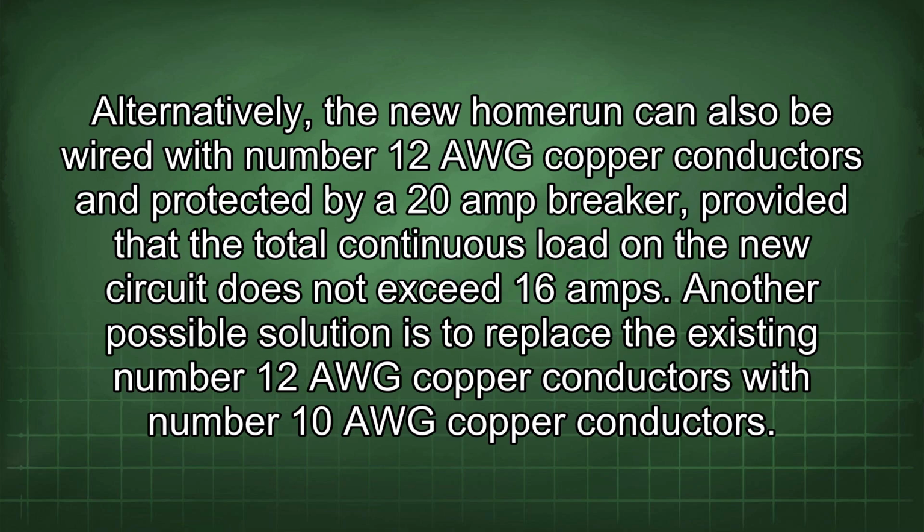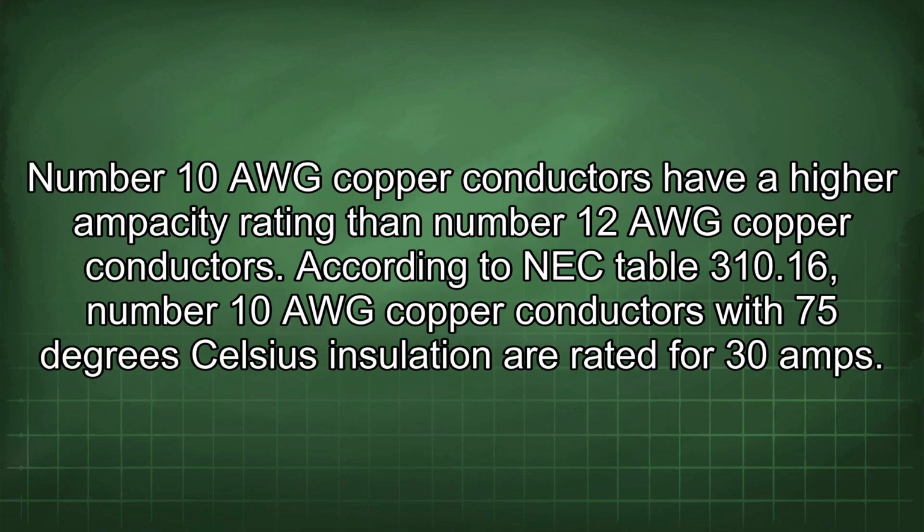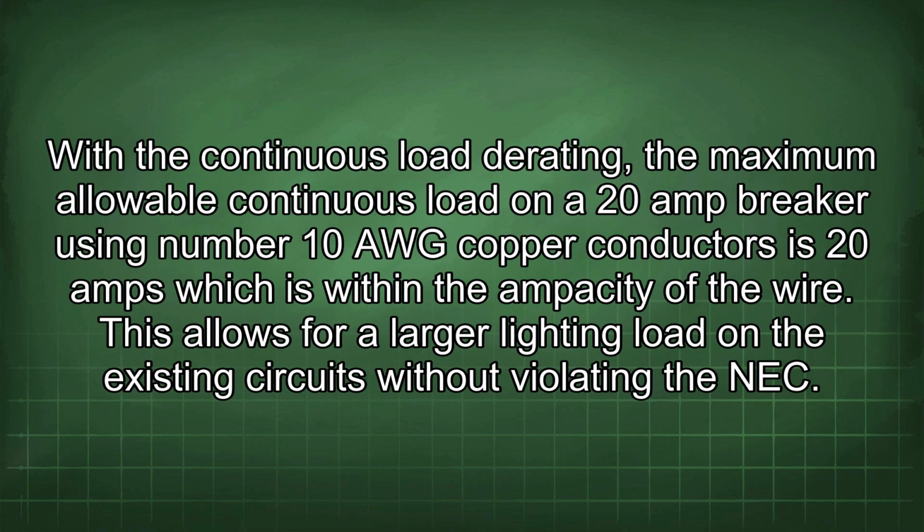Another possible solution is to replace the existing number 12 AWG copper conductors with number 10 AWG copper conductors. Number 10 AWG copper conductors have a higher ampacity rating than number 12 AWG copper conductors. According to NEC table 310.16, number 10 AWG copper conductors with 75 degrees Celsius insulation are rated for 30 amps. With the continuous load derating, the maximum allowable continuous load on a 20 amp breaker using number 10 AWG copper conductors is 16 amps, which is within the ampacity of the wire. This allows for a larger lighting load in the existing circuits without violating the NEC.